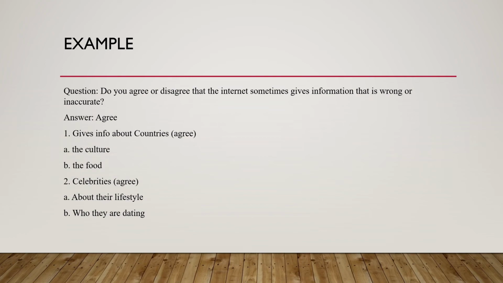So if you have followed all these strategies, I could assure you that you will be able to reach the desired band score that is in your mind, right?